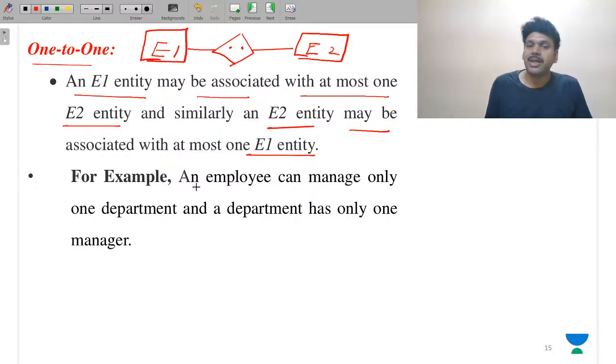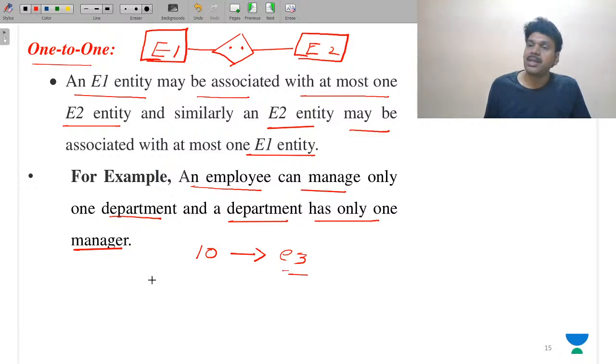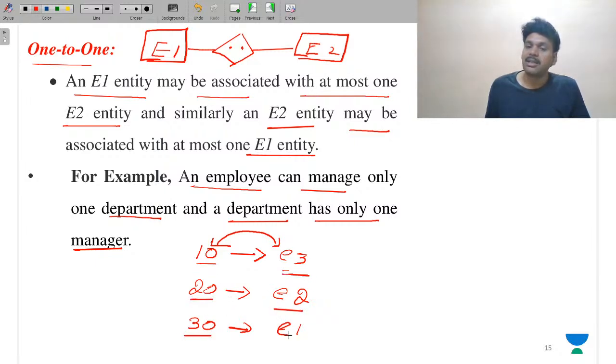Now, if you understand here, an employee can manage only one department, and in reverse, a department has only one manager. So what do we understand? There is department number 10 which is managed by employee 3. So 10 cannot be managed by others, and E3 cannot manage any other department, as it is completely bound with this one. If you choose department 30, then you have to take another employee. Don't think that 10, 20 and 30 will come here again, or that E3, E2 and E1 will come once again. That's why the redundancy in 1:1 is always 0.